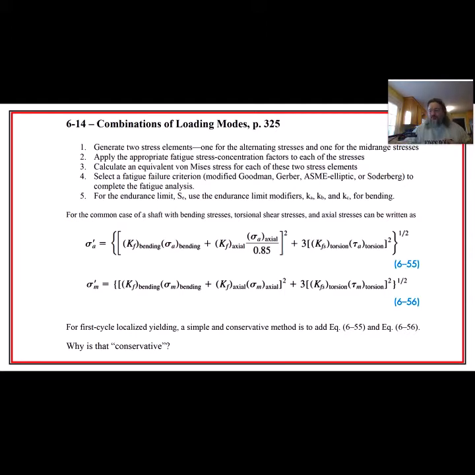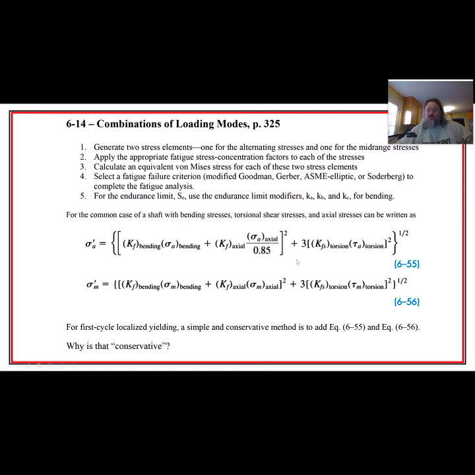Over here in the mid-range, because it's not a fatigue thing, we're not going to compare it to fatigue. We're only going to compare it to either the yield or the ultimate, depending on which of the criteria we use up above. We don't need to do that adjustment.